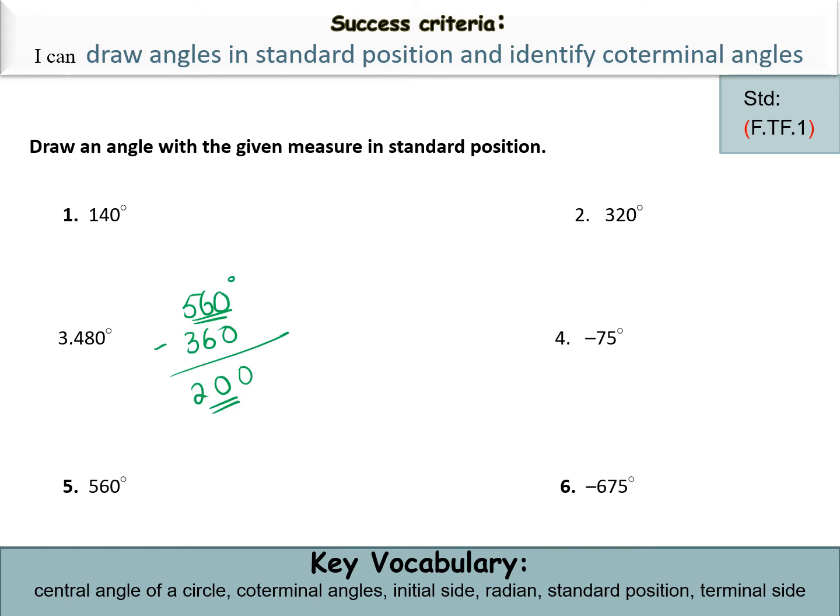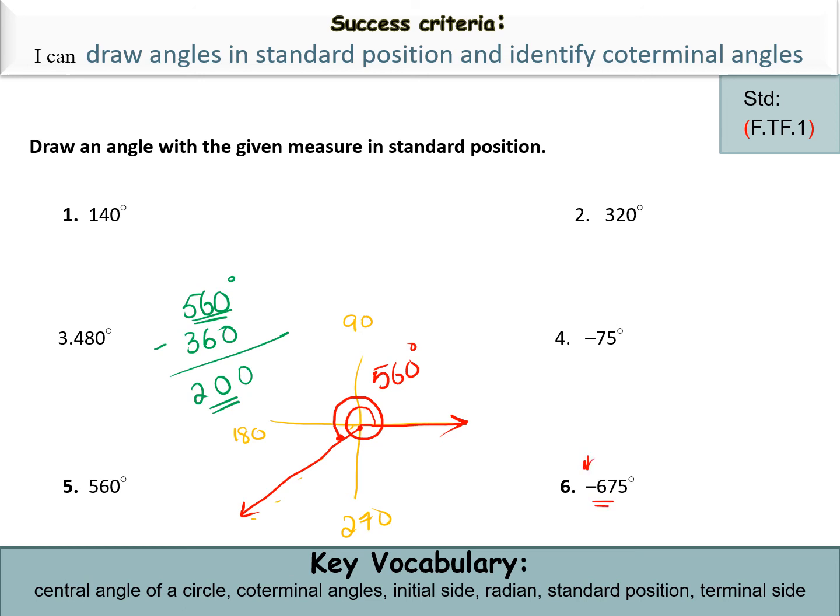So let's try to draw our normal. First of all, here it is 90, 180, 270. So 200 is near this one, right? So the initial arm stays at the same position. Now you have to take one rotation first of all, then come back to the 200. So 200 is here, right? So you just draw the angle from here. Join the vertex. Now this is your 560 degrees.